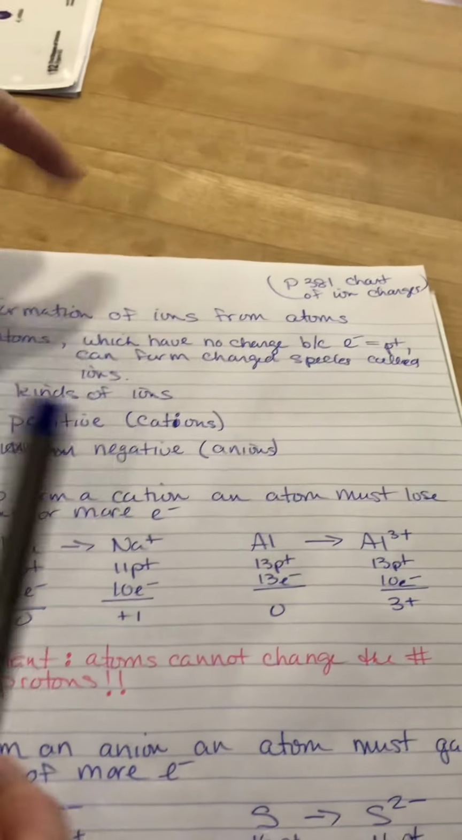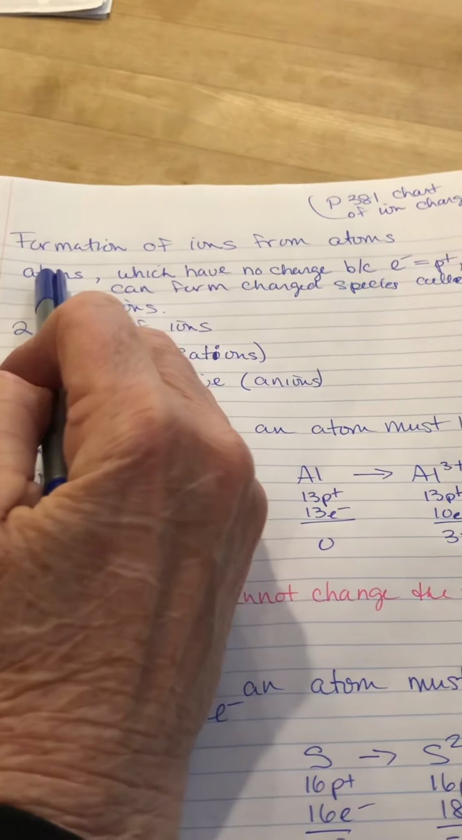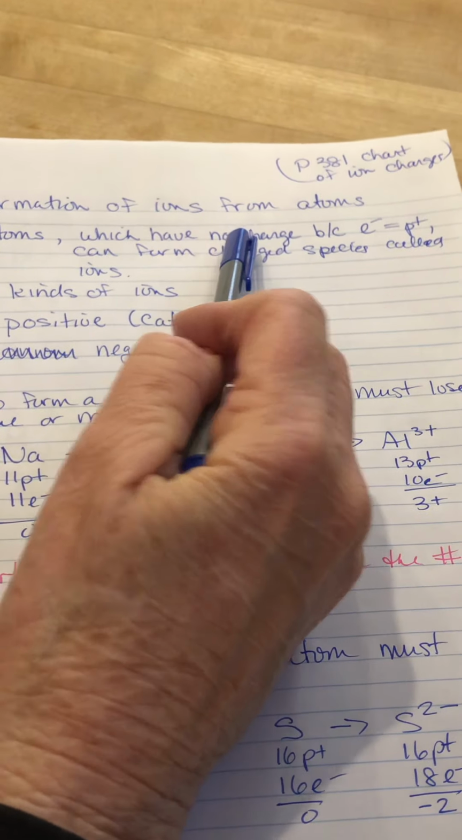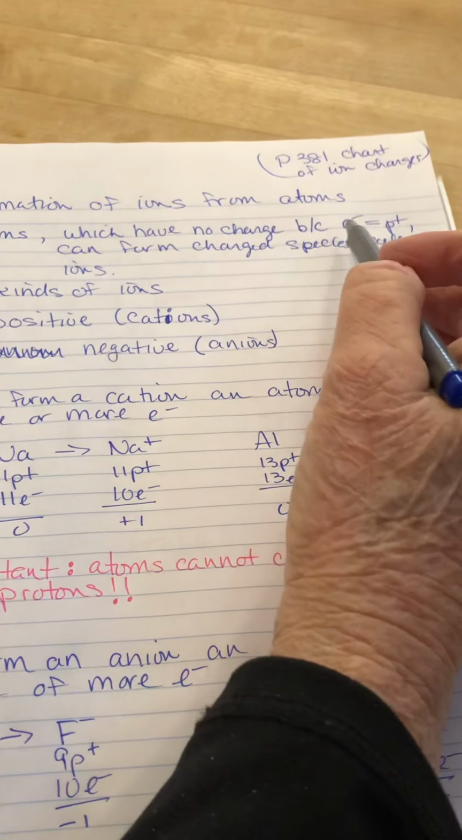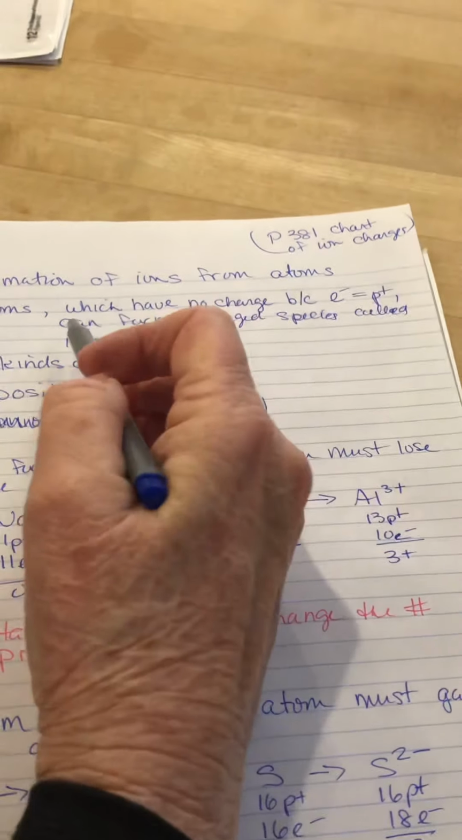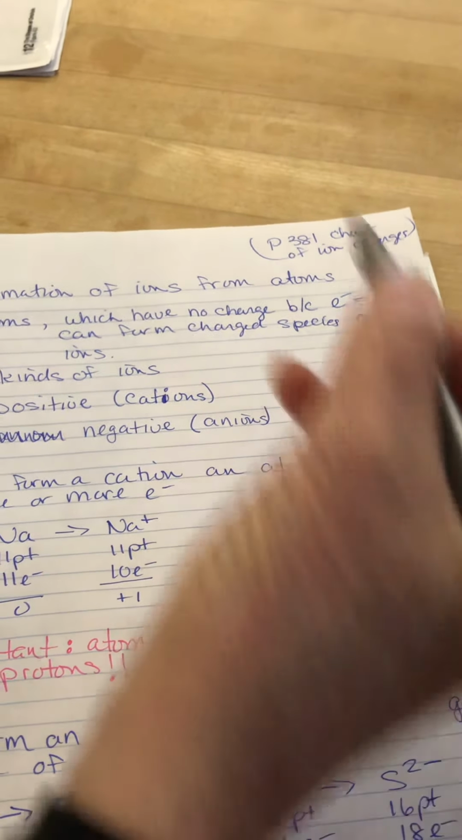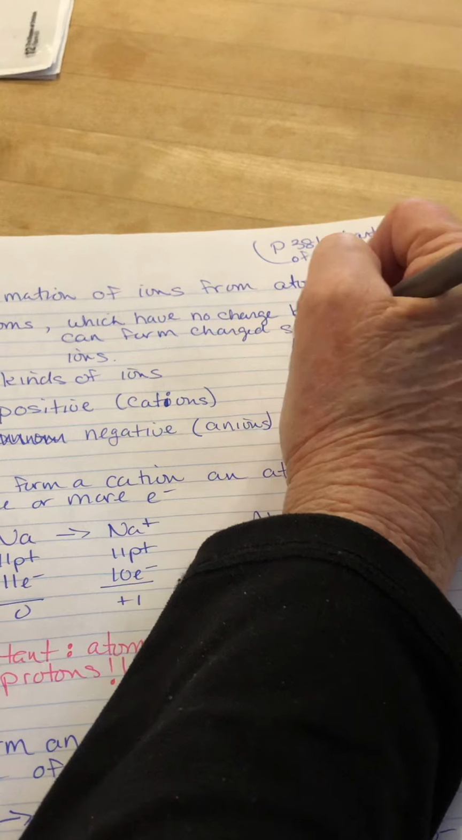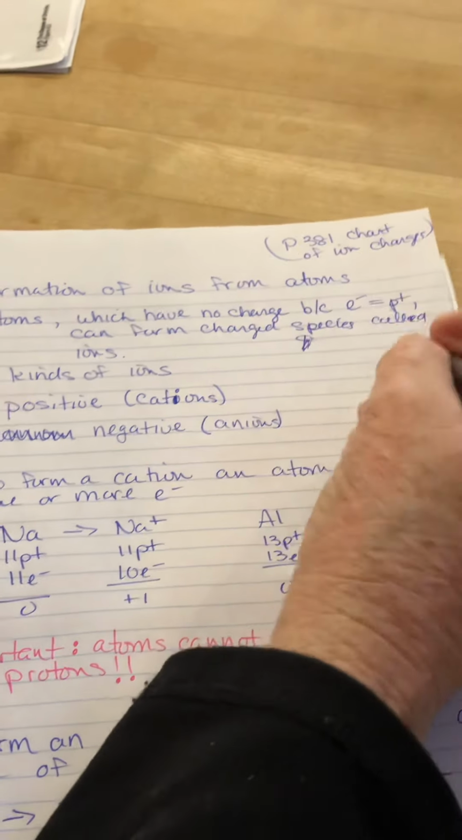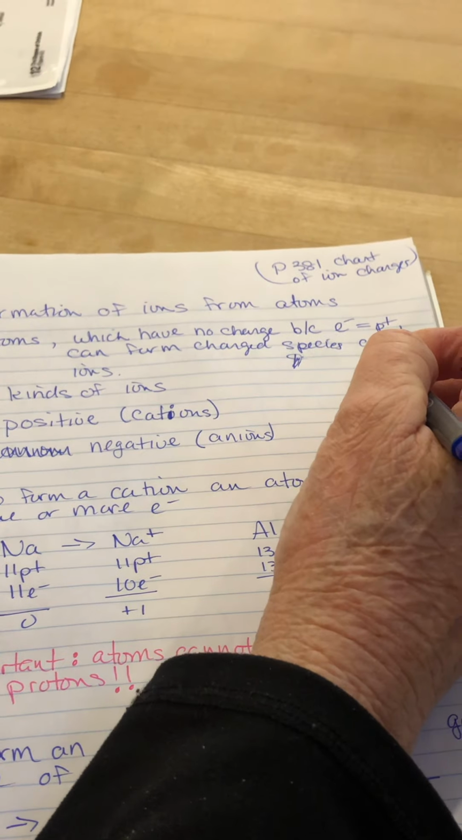Okay, so we're going to look at how ions form from atoms. First of all, atoms, as you remember, have no charge because the number of electrons equals the number of protons. Atoms can form charged species called ions.